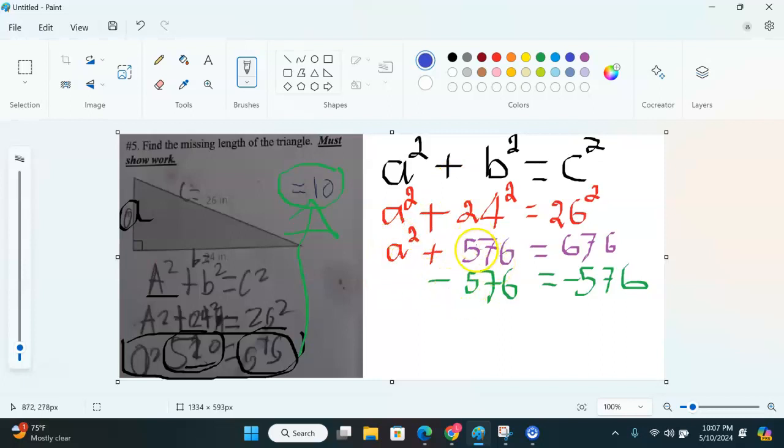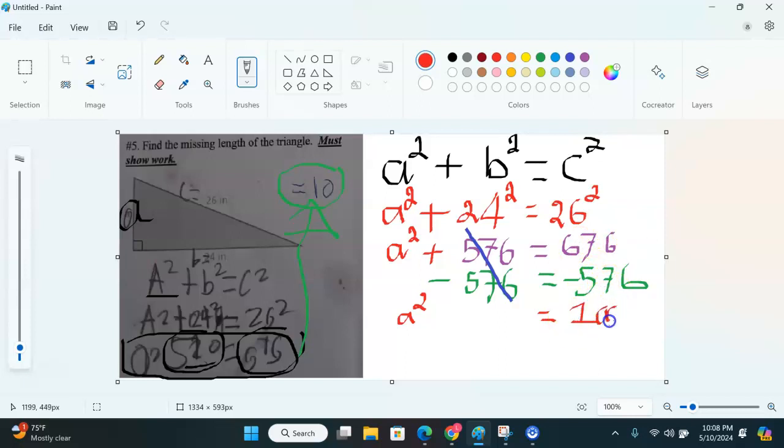So what happened to 576 minus 576? This is gone. This cancels out. This becomes 0. Now you can bring down the a squared. So the a squared now is just by itself, because this has become 0. And a squared minus 0 is just a squared. Equal 676 minus 576 is going to give you 100.